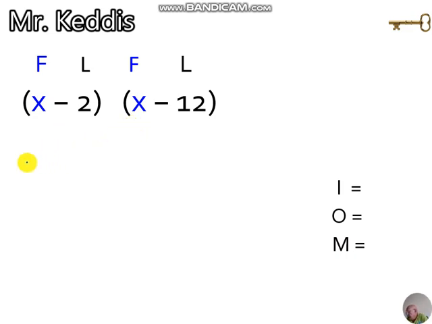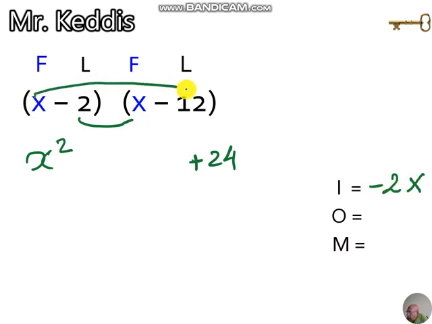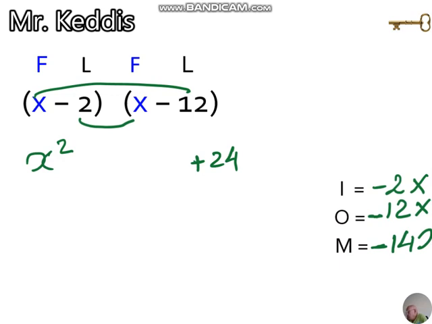X times x, I get x squared. Last times last, negative 2 times negative 12, I get positive 24. The inner term is negative 2x. The outer term, which is negative 12x. The sign stays the same. I add 2 plus 12 is 14x. It gives me a negative 14x.